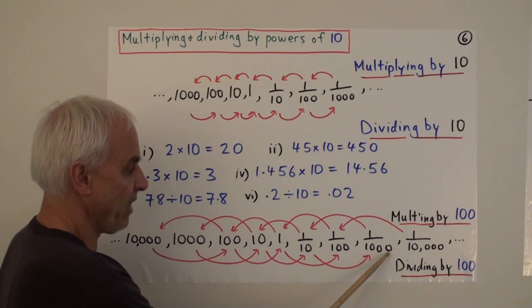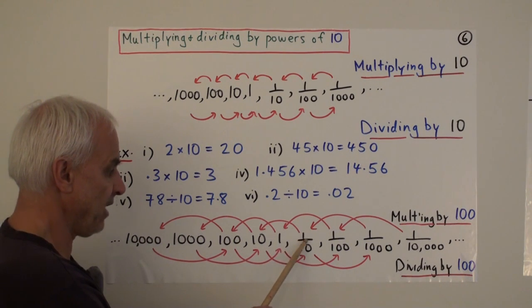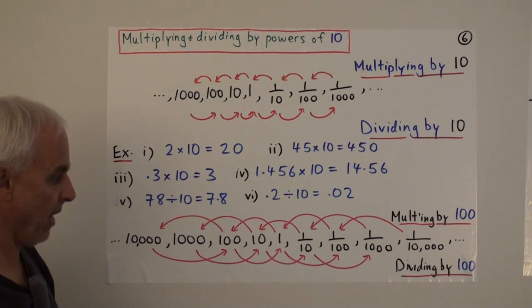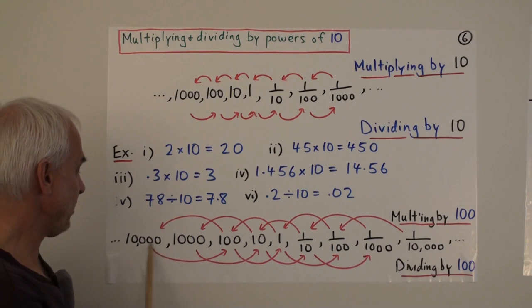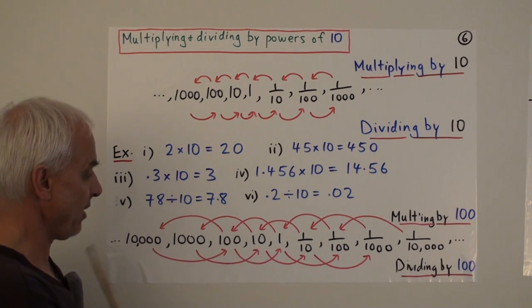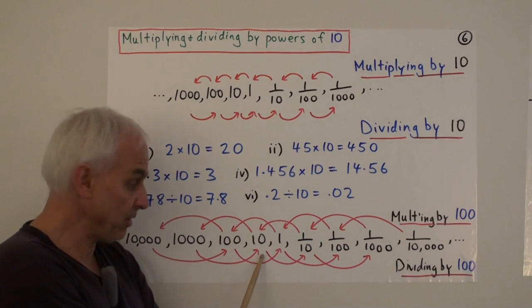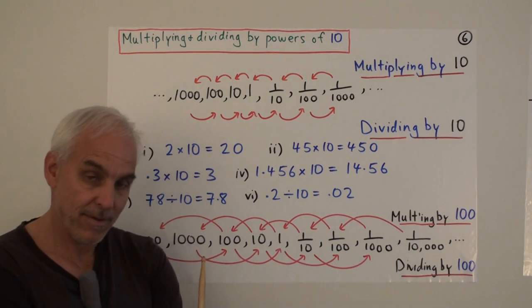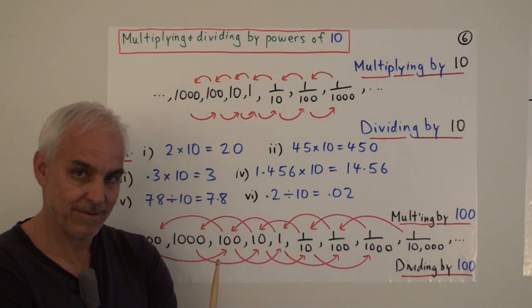So multiplying by 100 takes this thing to that. In other words, it takes 1/1000th to 1/10th. Takes 1 over 100 to 1. Takes 1/10th to 10. Takes 1 to 100 and 10 to 1,000, and so on. And similarly, dividing by 100 is going to move us over 2 steps. Divide 10,000 by 100, you get 100. Divide 1,000 by 100, you get 10. Divide 100 by 100, you get 1. Divide 10 by 100, you get 1/10th. Divide 1 by 100, you get 1/100th. Divide 1/10th by 100, you get 1,000ths. And so on.